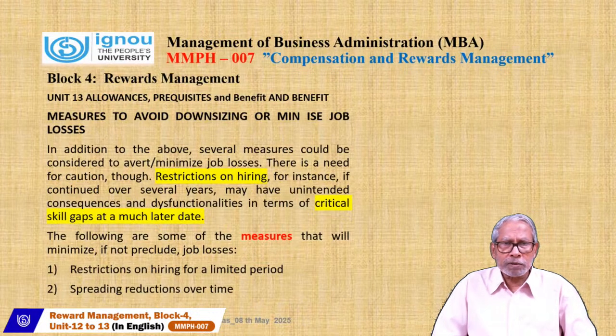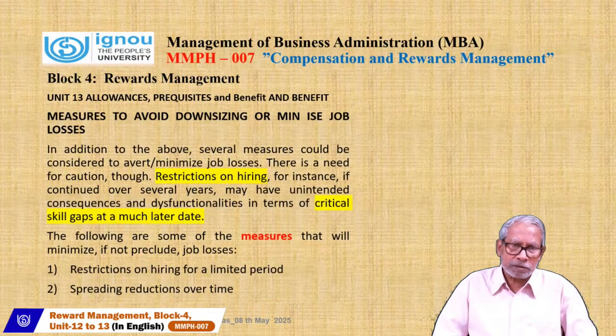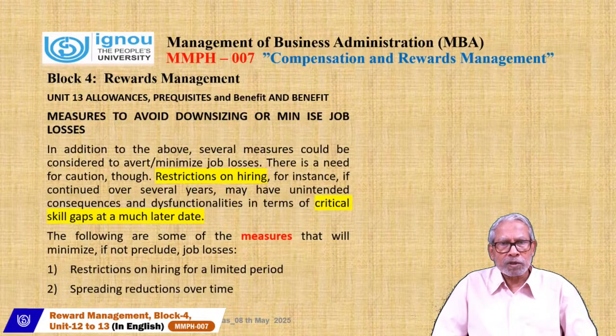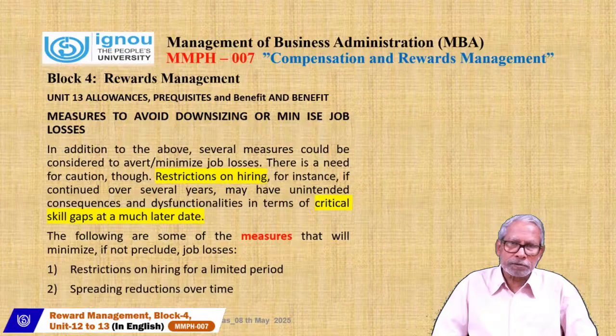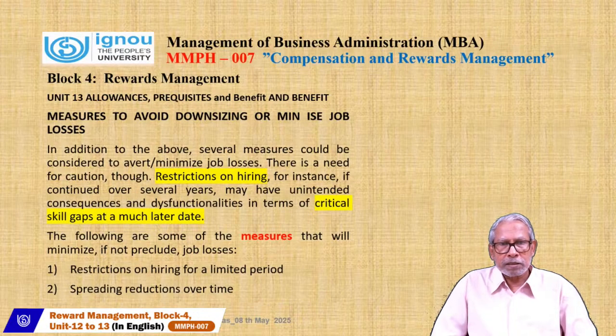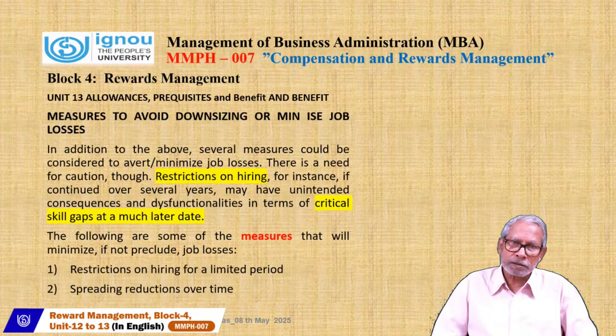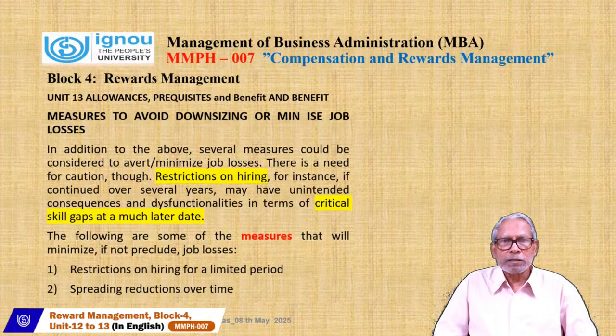In addition to the above, several measures could be considered to minimize job losses. Restriction of hiring, for instance, is needed. If continued over several years, it may have unintended consequences and dysfunctionalities in terms of critical skill gaps at a much later date, because in future you can see that a lot of skill gaps are there if you are not considering all these things.